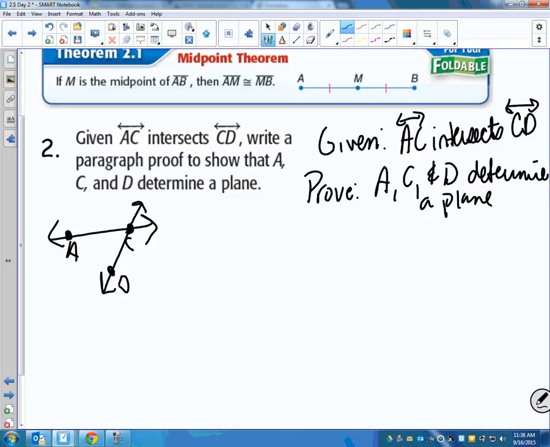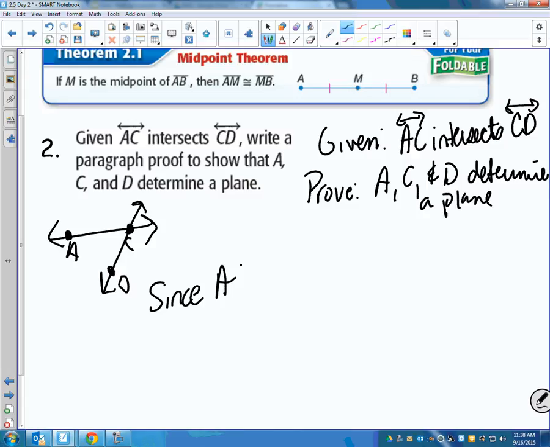And as we start doing statements and reasons, we'll talk about that. Just know there's more than one right answer here, but let's see what I could say. Since AC intersects CD by whatever postulate, or you could just say the postulate says that they will intersect in exactly 1 point. Do you agree with that? Let's see how I can write that.